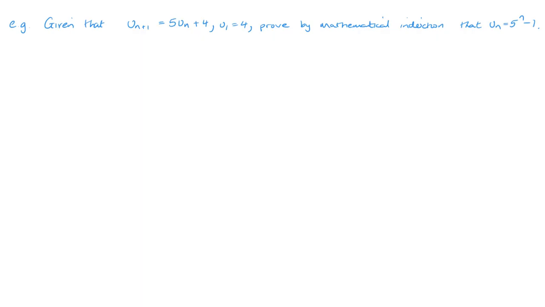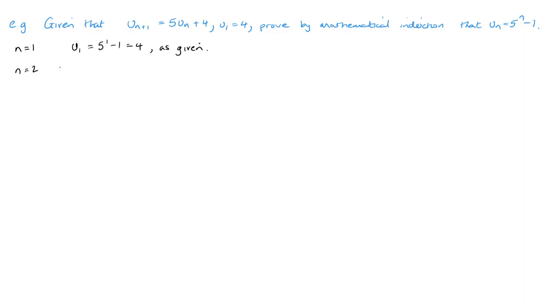So first we're going to look at the basis step. That is when n equals 1, and it's the same for all of them. So for that we substitute into our general term here. So u1 is 5 to the power 1 minus 1, which is 4. And that is clearly the first term here, as given. But now we go to n equals 2.